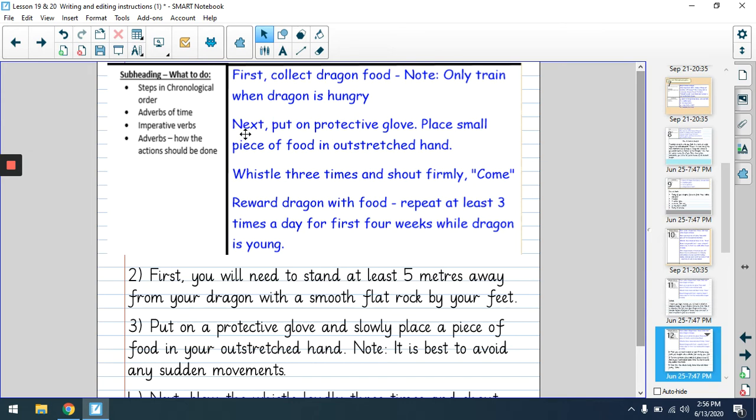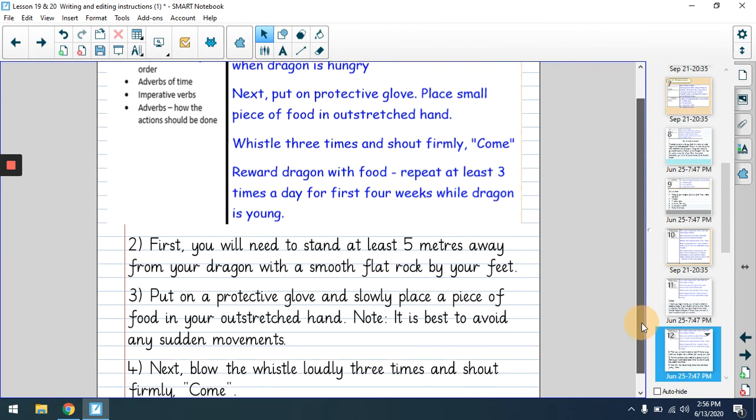Right, my next one was next put on a protective glove, but I realised that actually I'd missed out a step. So I've got step 2, first, comma, you need a comma after your time adverb. You will need to stand at least 5 meters away from your dragon with a smooth flat rock by your feet. Step 3, which is this one here. Put on a protective glove and slowly, don't forget your adverb, place a piece of food in your outstretched hand. Note, it is best to avoid any sudden movements. So again, I've added in an extra bit of information there.